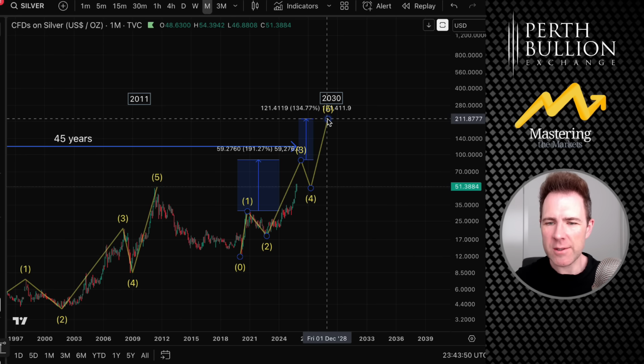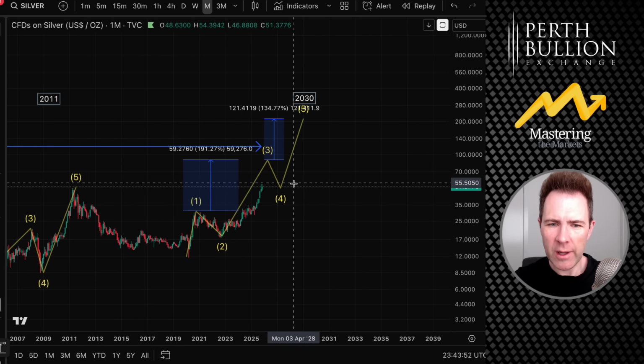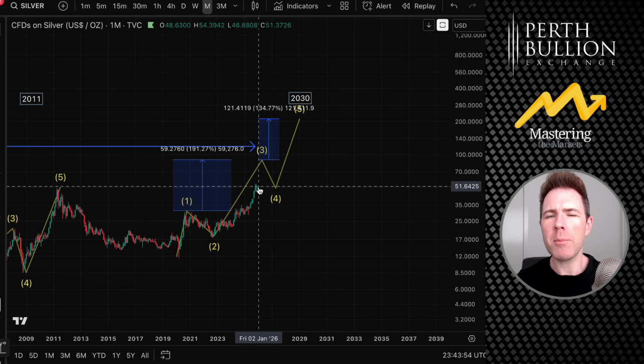So the question becomes, how would you like to double your money and then double that double within the next 5 years, give or take, from now? Does that sound like something you might be interested in? Well, if it is, you would highly want to consider getting into silver.